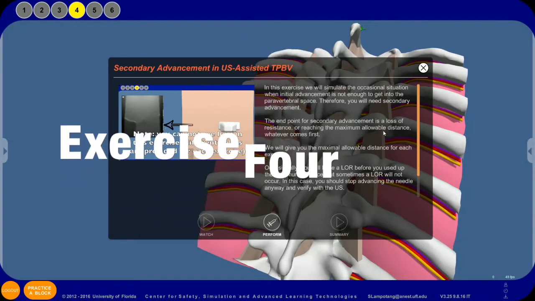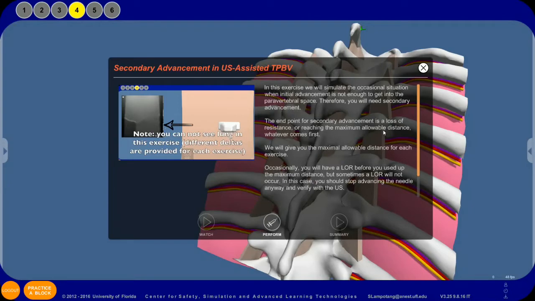Exercise 4 is a secondary advancement exercise. In this exercise, we will simulate the occasional situation when initial advancement is not enough to get into the paravertebral space, so you would have to use secondary advancement. The endpoint for secondary advancement is a loss of resistance or reaching the maximum allowable distance, whatever comes first.